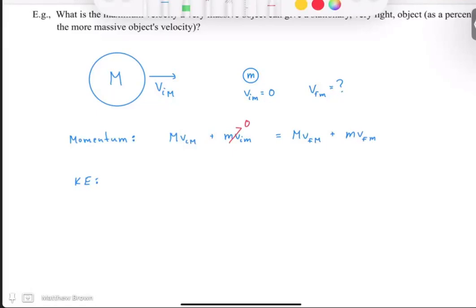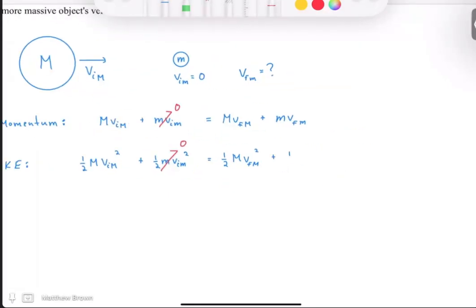We can also have the kinetic energy equation, which is somewhat similar, which will be 1/2 big M V initial of big M squared plus 1/2 times little m times V initial of little m squared. And we know that's equal to 0, so once again this whole thing will also equal 0, and that will equal 1/2 big M times V final of big M squared plus 1/2 little m V final of little m squared.